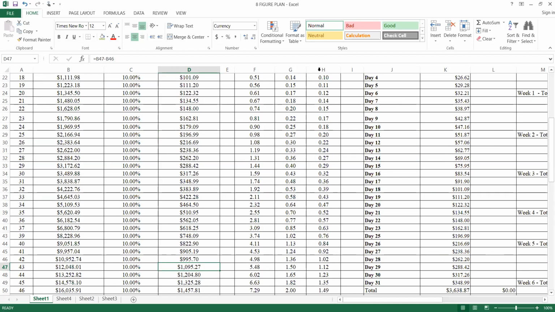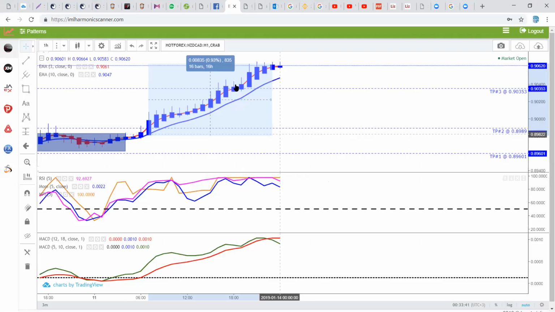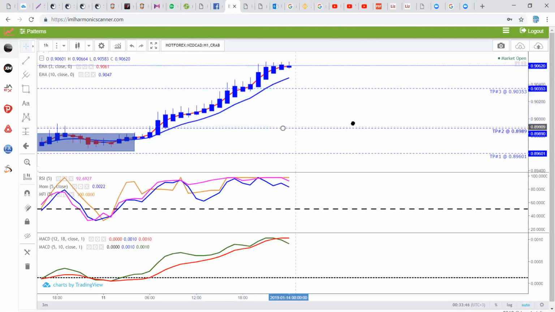I just want you guys to understand this thing very well because I wouldn't want to start repeating myself. I want you to understand this very, very well. The market is about to open.